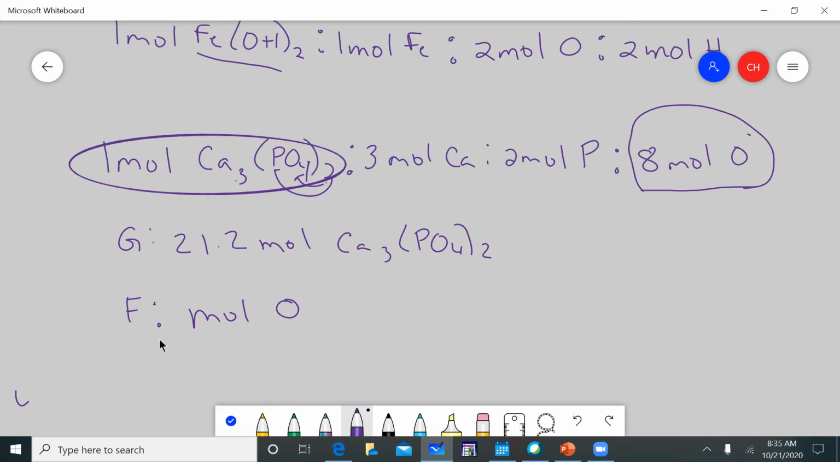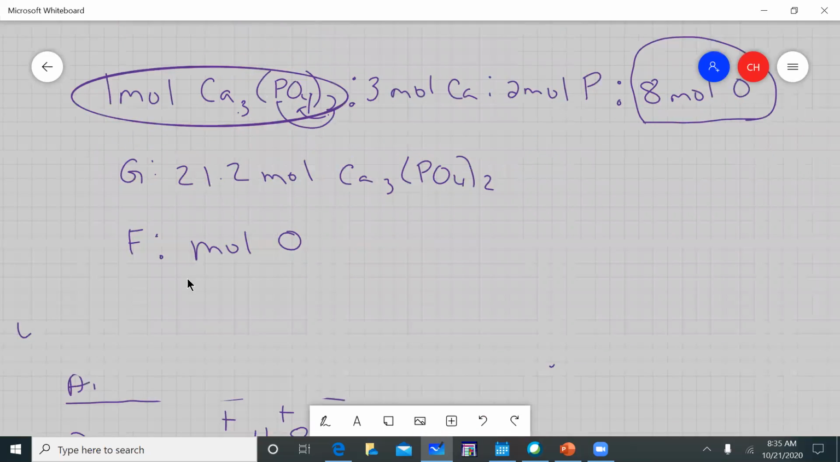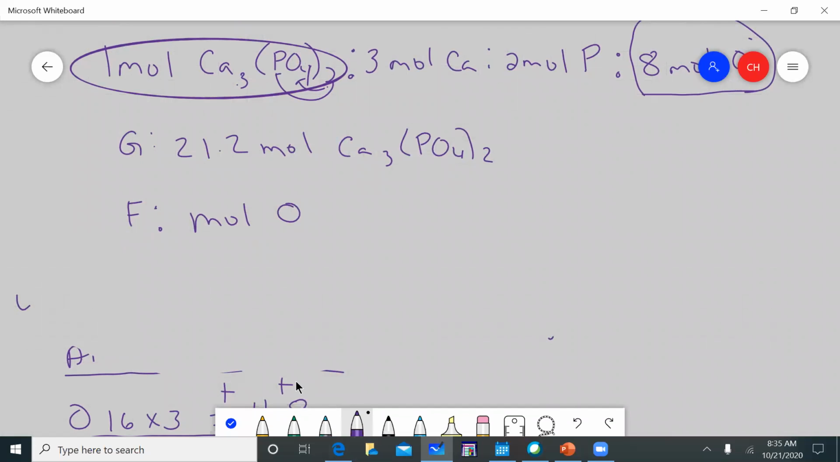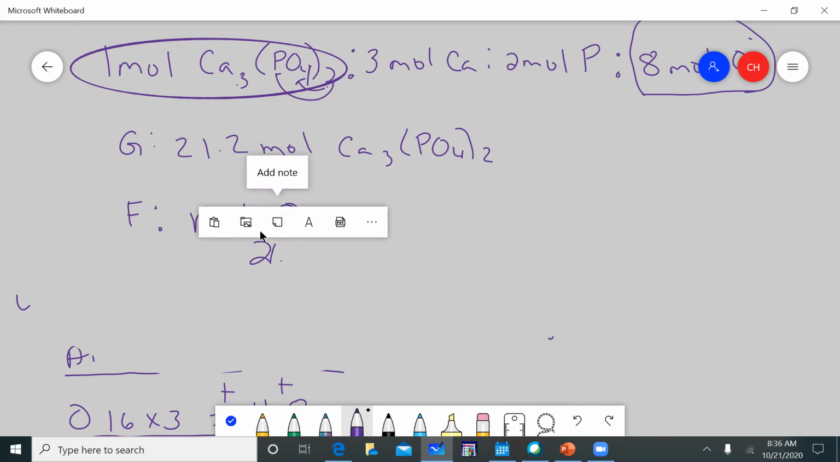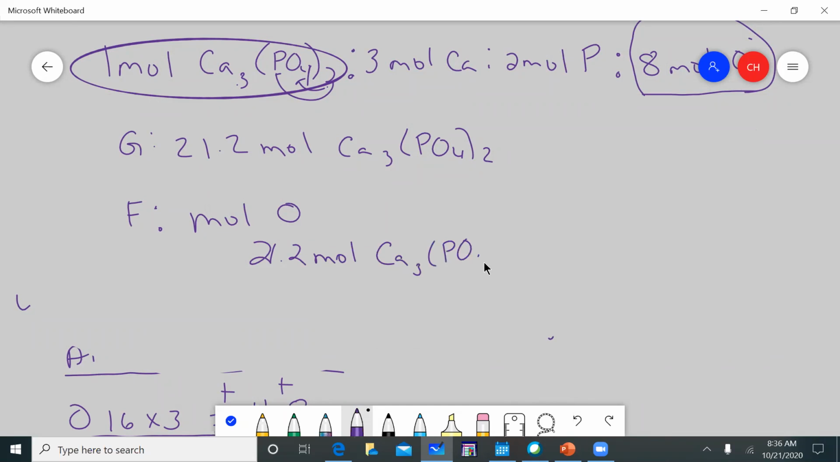So setup wise, we start with our given. Just ignore that. Okay, so we have 21.2 moles of Ca3(PO4)2. My pen is not working for me today. And I want to figure out how many moles of oxygen this is. Well, the relationship is that for every 1 mole of the molecule, and you always put the 1 mole with the compound, it should yield 8 moles of oxygen. We've got that here. I can also see it right here.